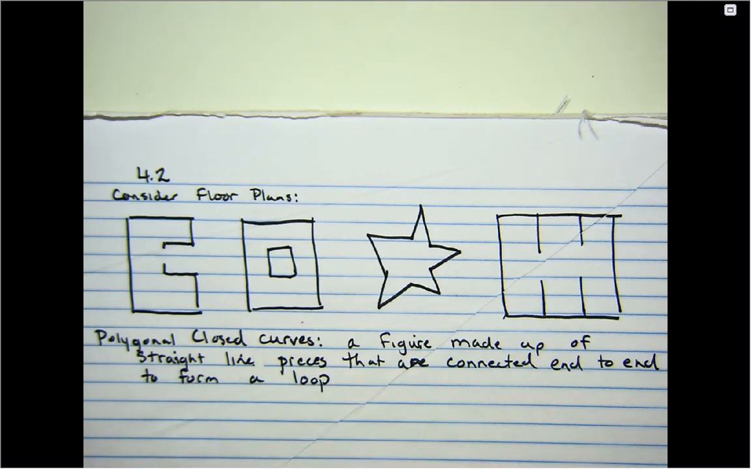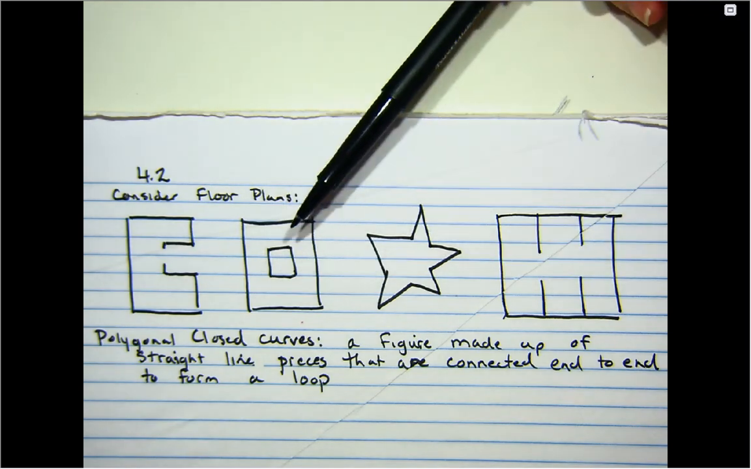So polygonal closed curves are figures made up of straight line pieces that are connected end to end to form a loop. So can you tell me why the first figure is not a polygonal closed curve? It's that close, yeah. There's a little opening, presumably a door.